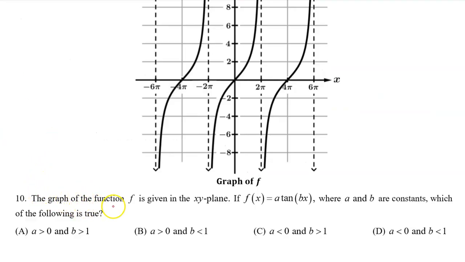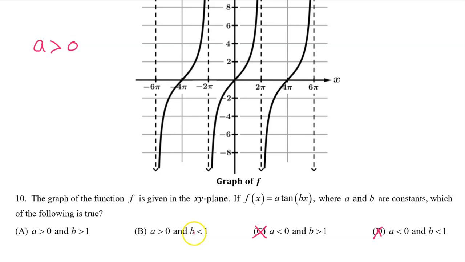Number 10. The graph of the function f is given in the xy plane. If f of x is equal to a times the tangent of bx, where a and b are constants, which of the following is true? Well, we see that the waves are sort of increasing from left to right. That means this is a right side up tangent function compared to the parent function, so the a value will be greater than 0. That narrows it down to either options A or B. We can eliminate C and D.